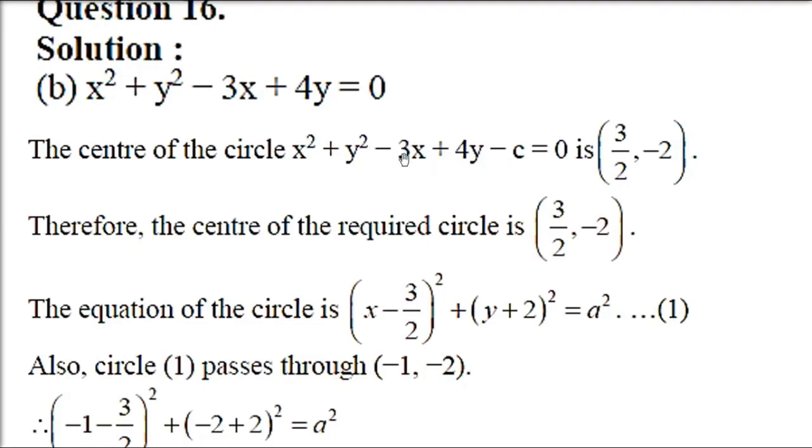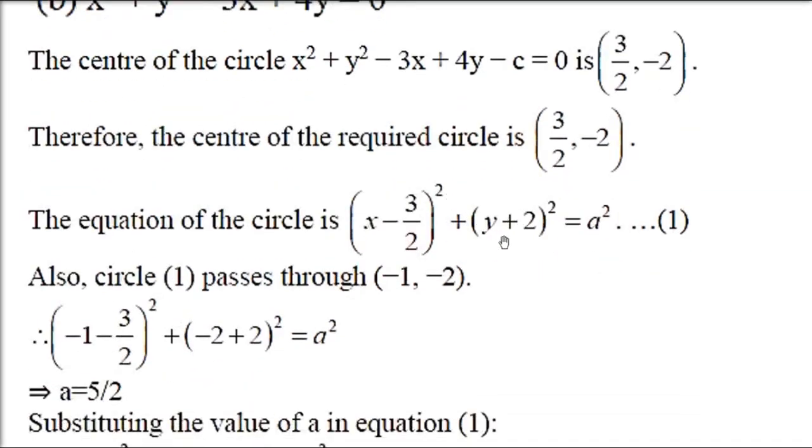So the center we can always find. The center is minus 3x, compare it with 2gx, the center will be minus g. 4y, compare it with 2fy, put minus f here. The center is known. Now what is the equation of the circle? x minus h whole square plus y minus k whole square. So this is x minus 3 by 2 whole square plus y plus 2 whole square.